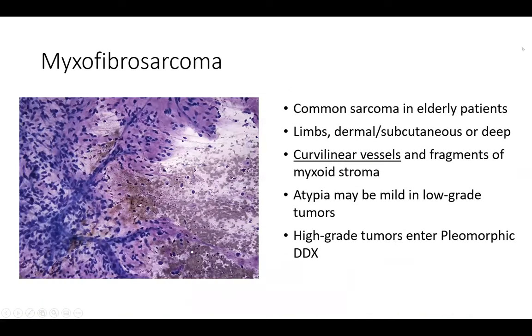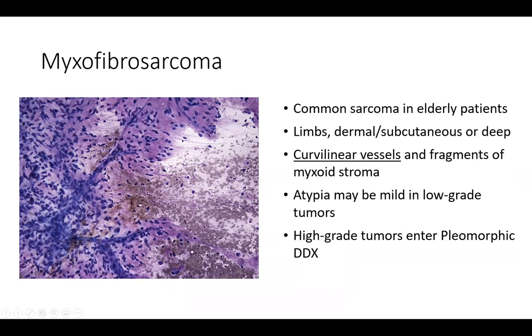So myxofibrosarcoma, it's important to remember, is the most common sarcoma in elderly patients. Typically presents in the limbs, and they can be either dermal or subcutaneous in depth or deep. And these have characteristic curvilinear vessels, these long arcuate vessels, that are often associated with large fragments of myxoid stroma.